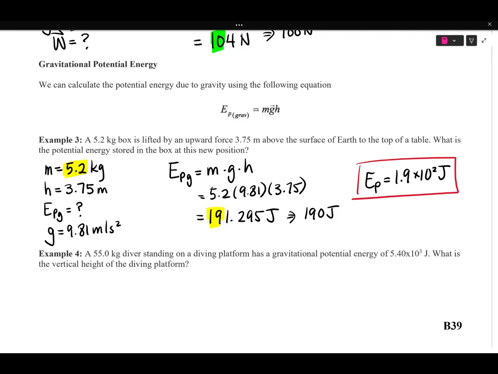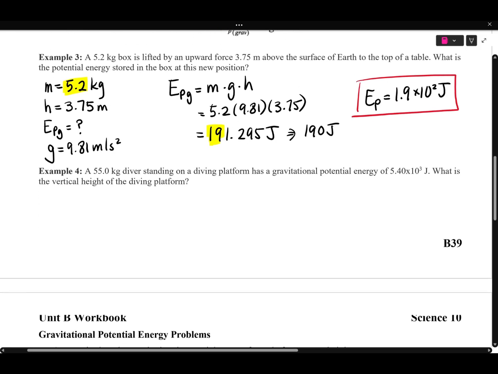So again, when you're doing a short answer, just make sure, show me all your work to the end. And if your rounding's a little bit off, or you're not using the proper scientific notation, you're not going to lose a ton of marks. Okay, let's try one more, and then you guys can work on the next set of problems on B40.